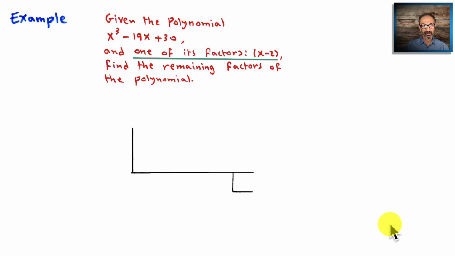Given the polynomial x cubed minus 19x plus 30. Oh, we're missing x squared. Just be careful. And one of its factors, so this is a factor. Today a is 2, not negative 2. That's like x minus a. So a is 2. Don't forget that we are missing an x squared.